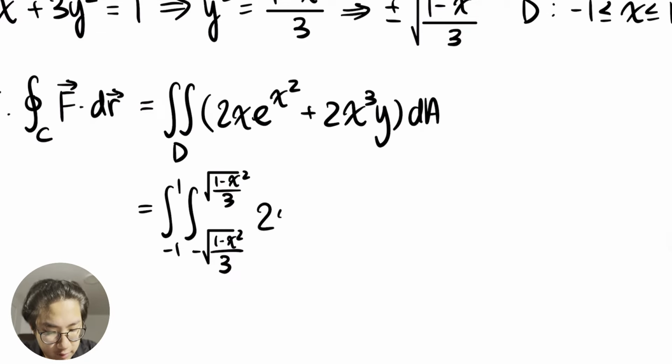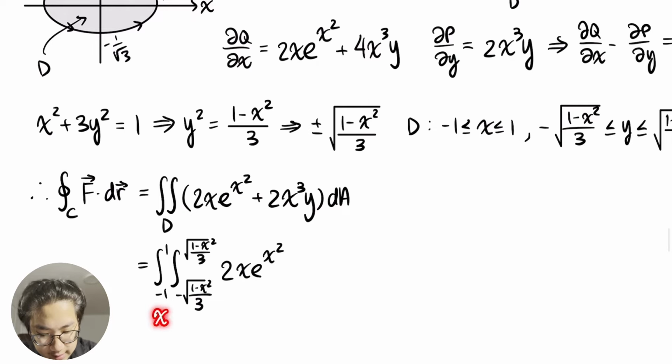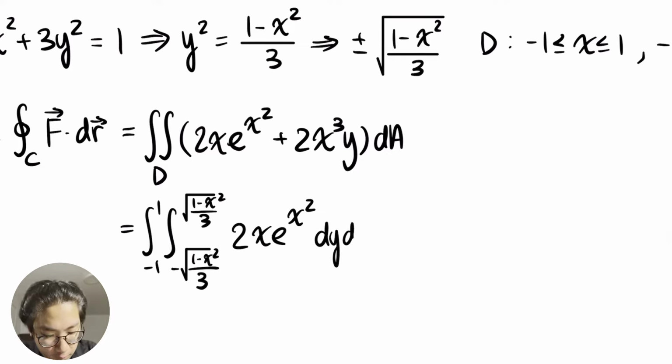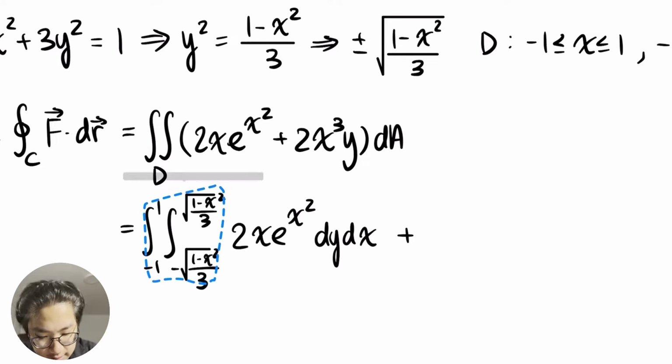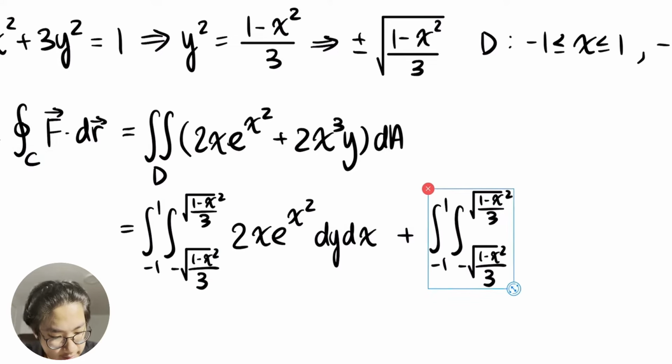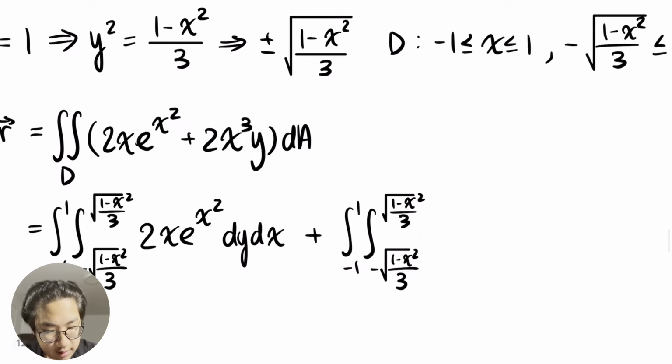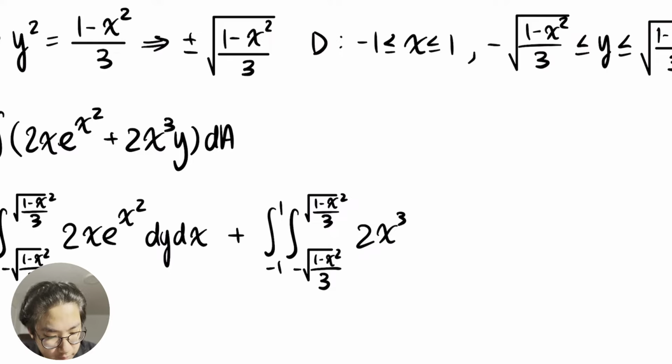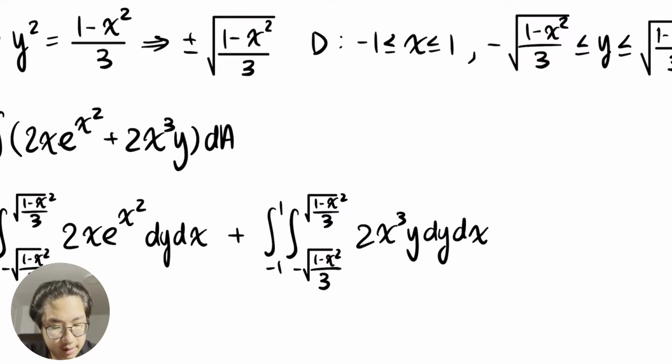So 2x e to the x squared. And here, again, remember our order is, this is x and this is y, so we have our order as dy dx. And then plus, this part I'm just going to copy because it is a headache to write, 2x cubed y dy dx.